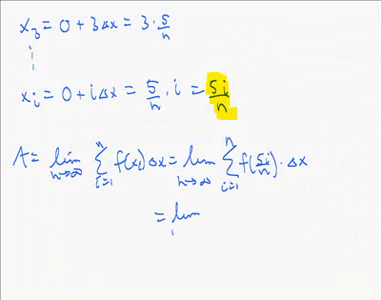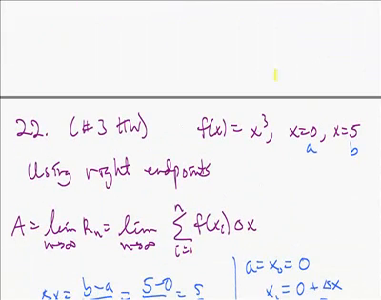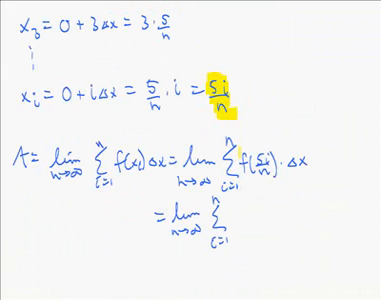That's equal to the limit as n goes to infinity of the sum i goes from 1 to n. Let's see, what is f? Well, remember our function f was f of x equals x cubed. So we're cubing what we put into it. So that's going to be then 5i over n cubed times delta x, which, as we said before, is 5 over n.